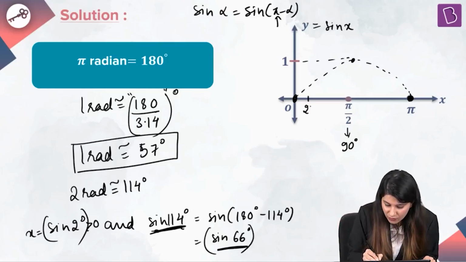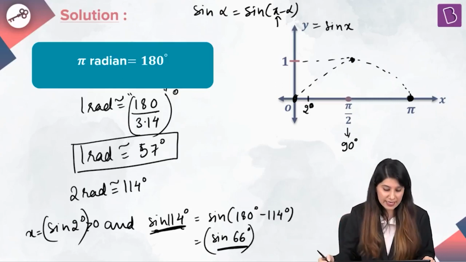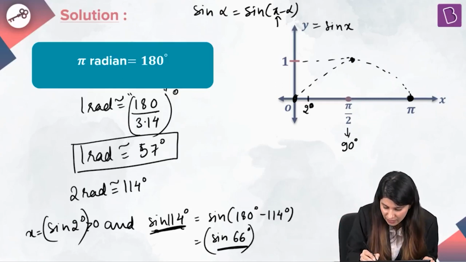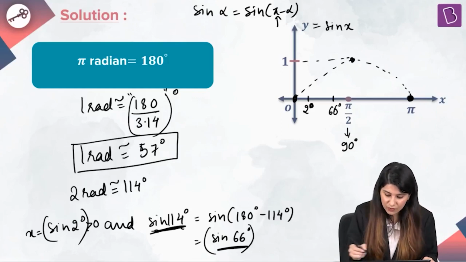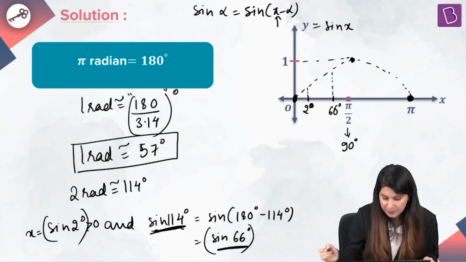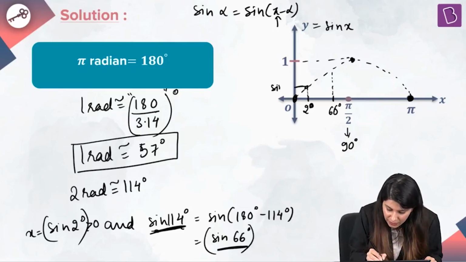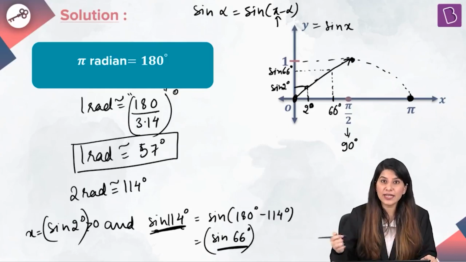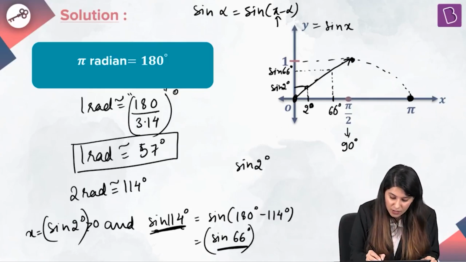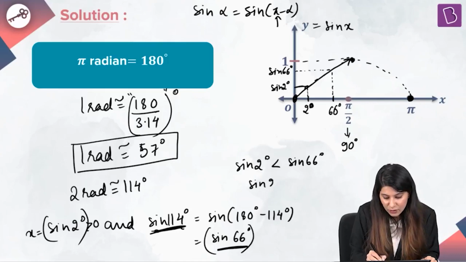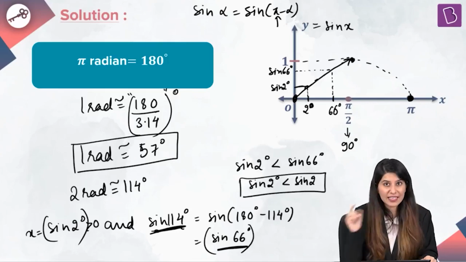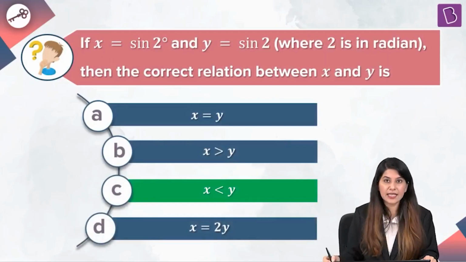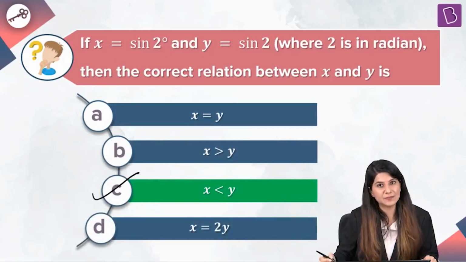Sine 2 degree will lie over here, isn't it? This one is 90 degree, and sine 66 degree. So 66 degree will be closer to this 90 degree. 66 degree will lie over here. And if we carefully observe this, the value of sine 2 degree is smaller than sine 66 degree. Because in 0 to pi by 2, sine is increasing. The value of sine increases from 0 to 90 degree. So sine 2 degree will be smaller than sine 66 degree, or we can say that sine 2 degree will be smaller than sine 2 radian. So the final answer is nothing but x is less than y. That is option C. Got it?